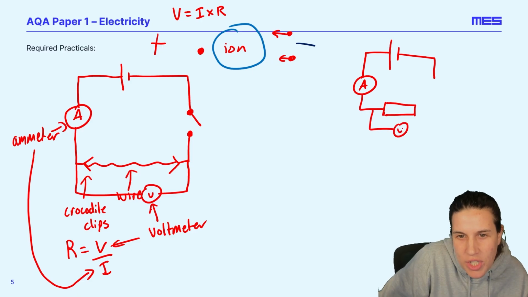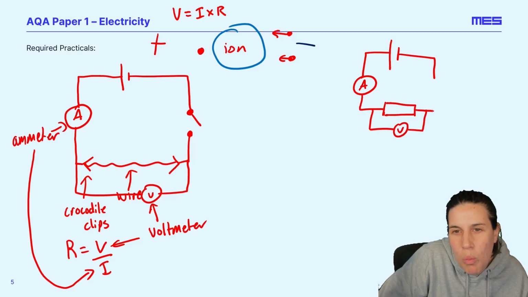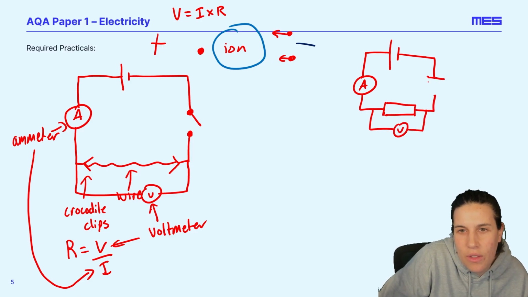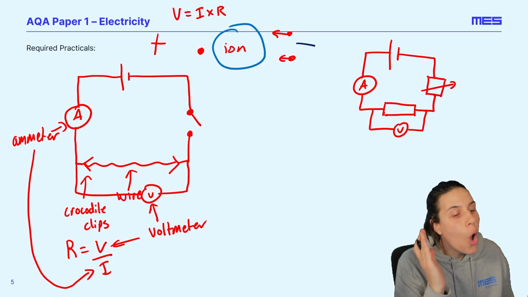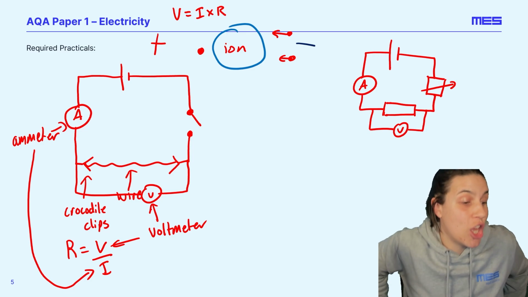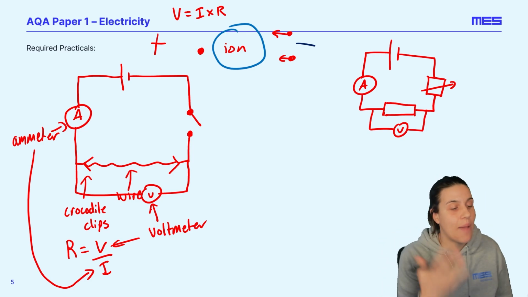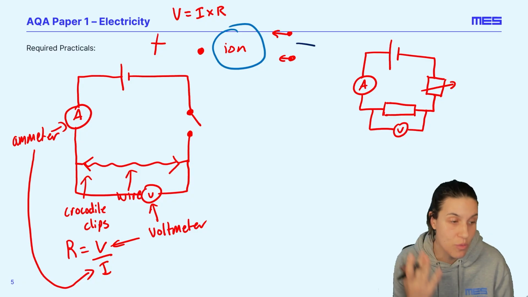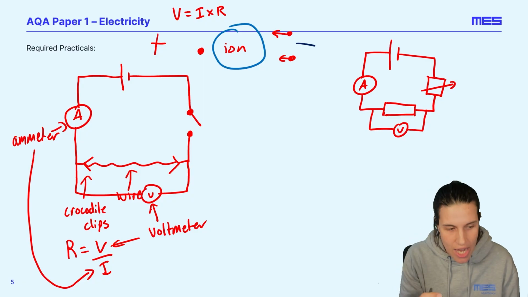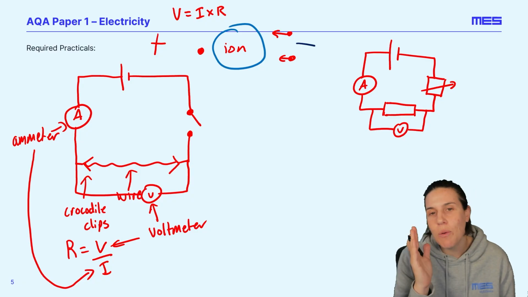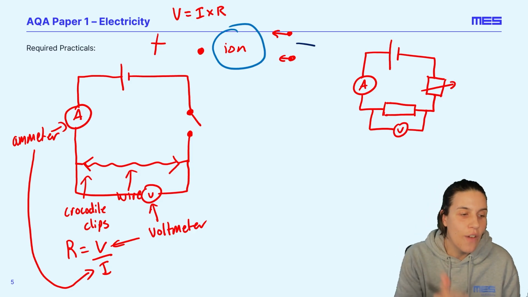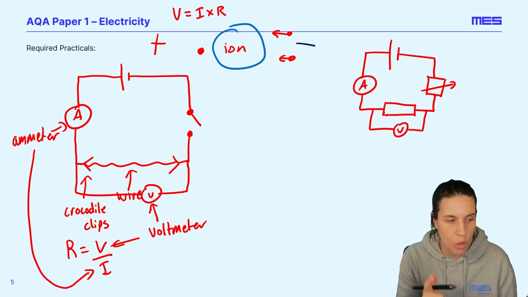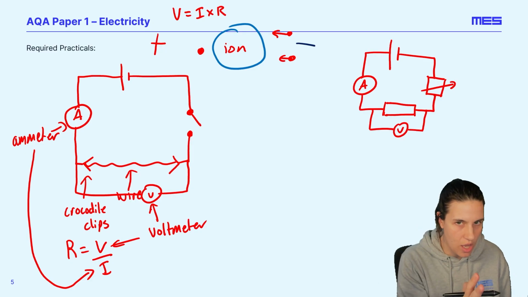Set up your voltmeter across it, and then you want some way of varying the current in this circuit. You can do it using a variable resistor, or you can do it by using a variable power supply, or you can change the number of cells in your circuit. It doesn't matter, but I think for an exam, the easy way to talk about it is the variable resistor. So you change the resistance of the variable resistor, that will change the current and the potential difference, and you record those readings for a fixed resistor, a filament bulb, or a diode.